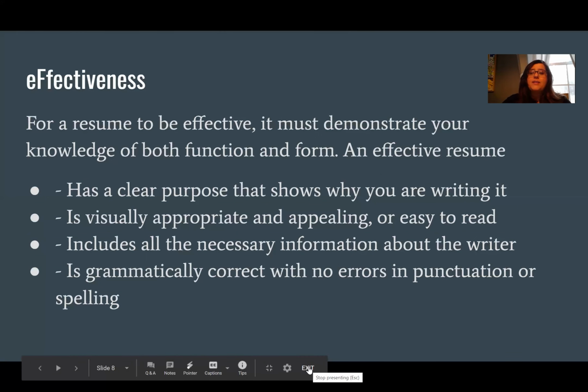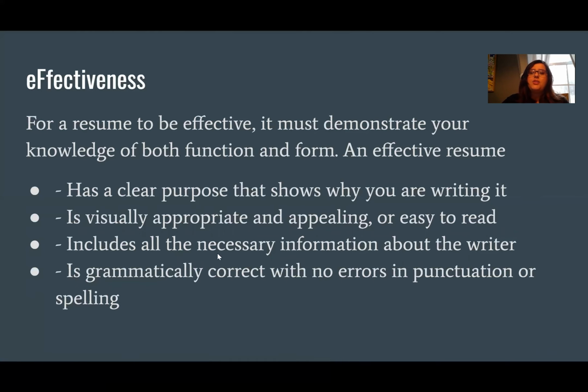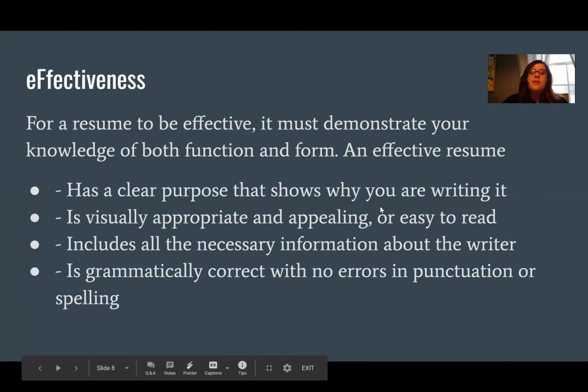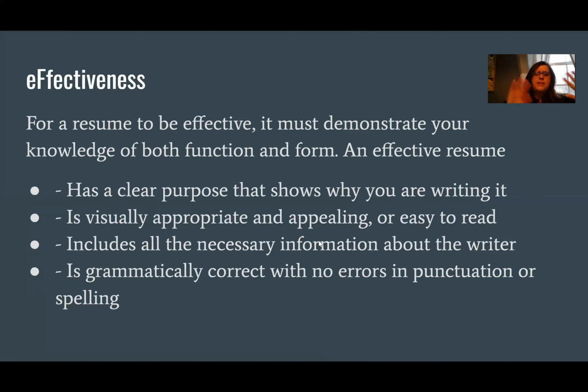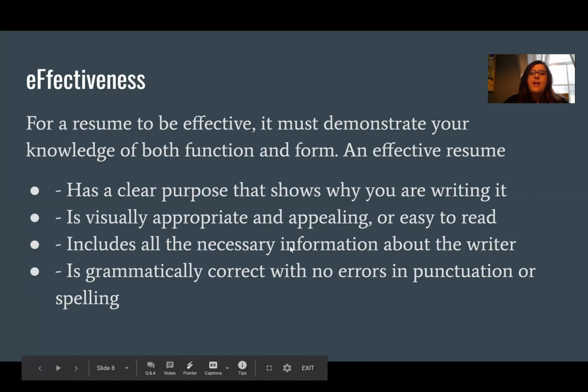Okay. The effectiveness of this means basically just that your purpose is clear, right? It shows why you are writing it. It's visually appropriate and appealing, so you don't have things all over the place in different boxes. And it's grammatically correct with no errors in punctuation or spelling. And then this one here, it includes all the necessary information about the writer.